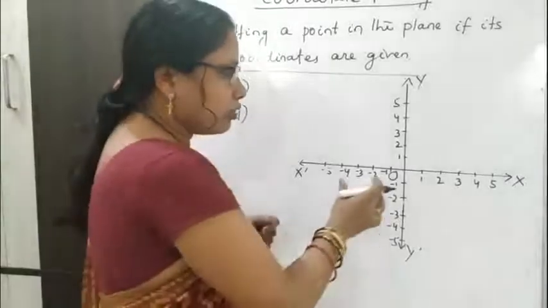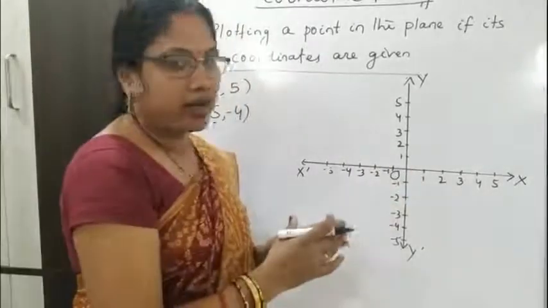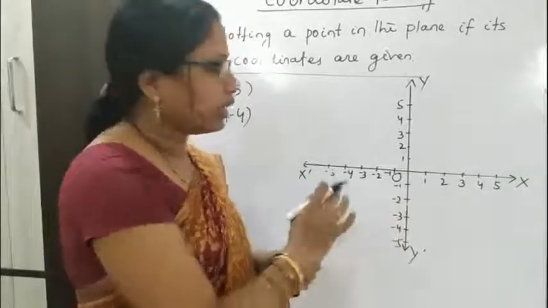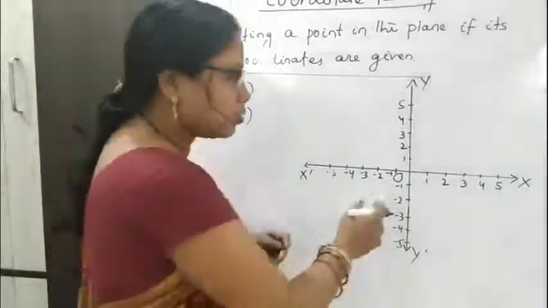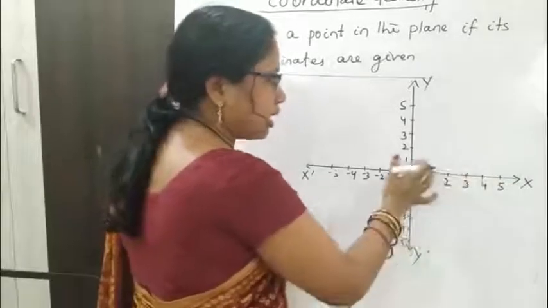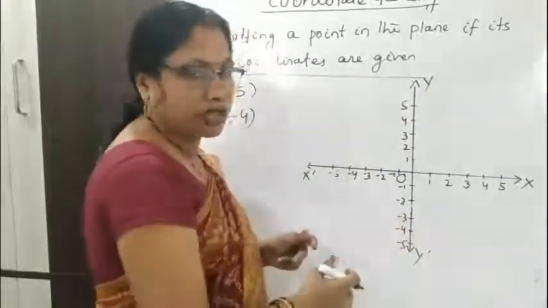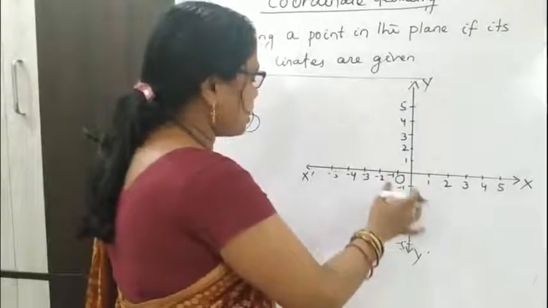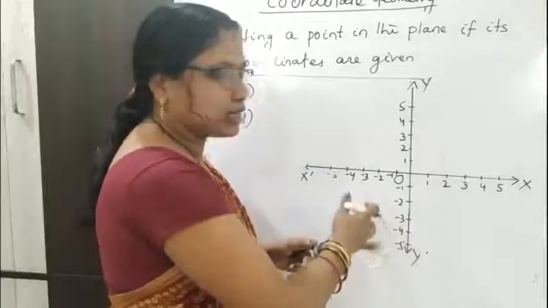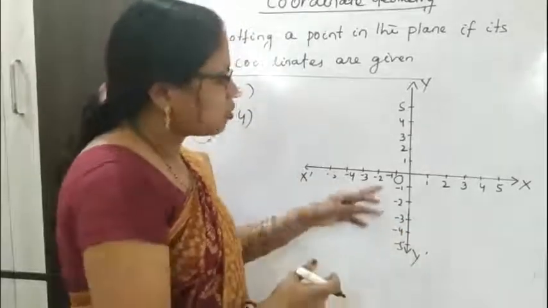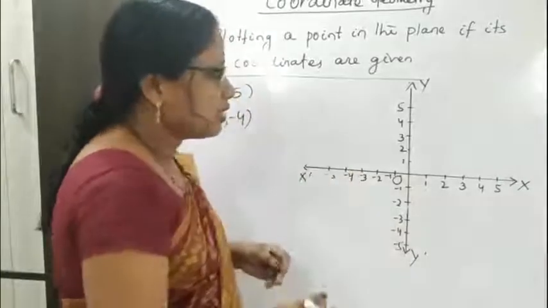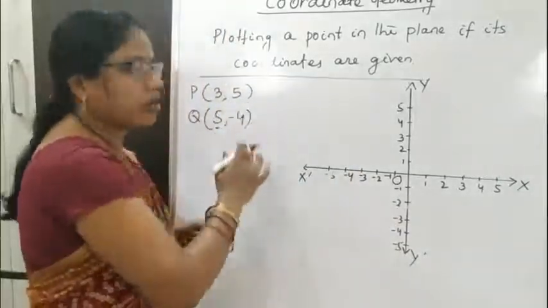So then you have to take a scale. Let that scale be 1 centimeter equal to 1 unit in both the axes. Then you have to mark the numbers. Towards OX and OY you have to mark positive numbers, and OY dash and OX dash are the negative directions of x-axis and y-axis. So you have to put negative numbers towards OY dash and OX dash. Then you will plot the points.